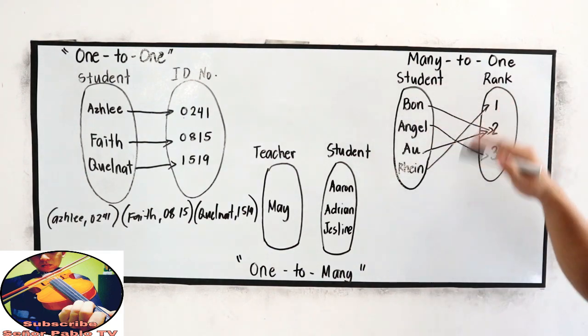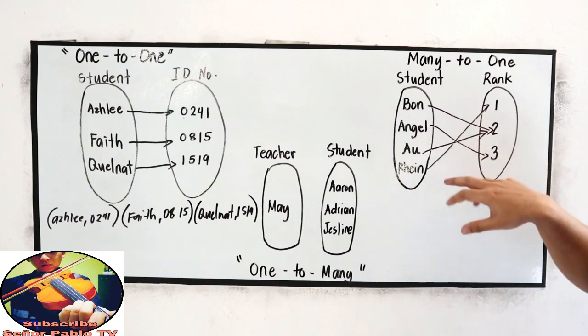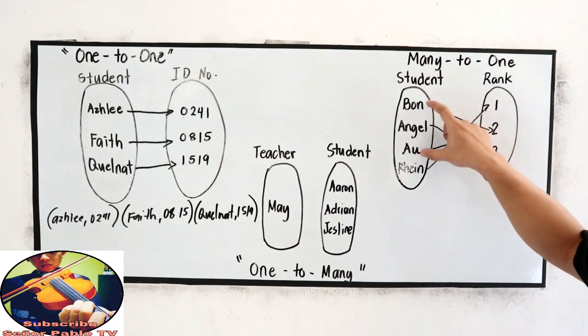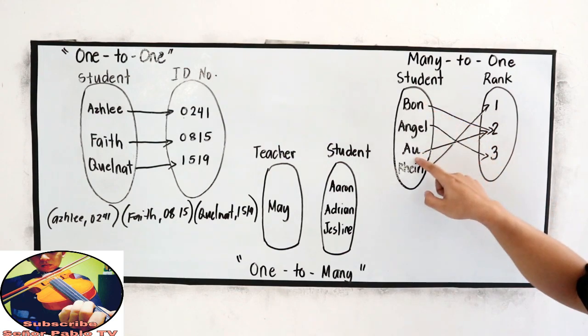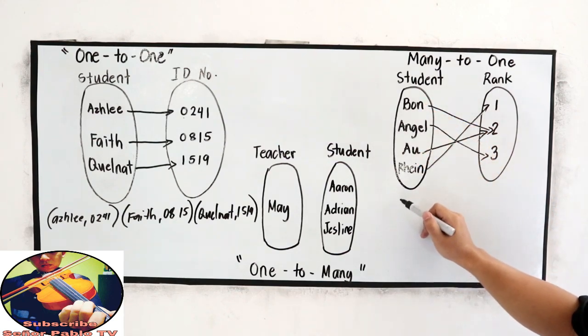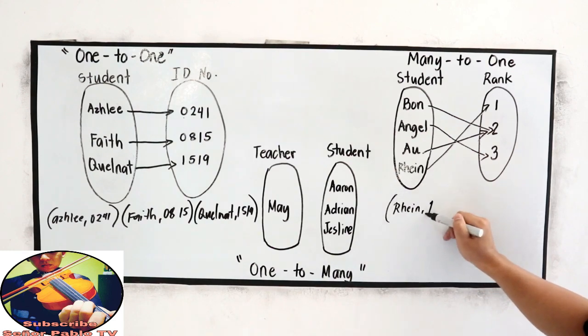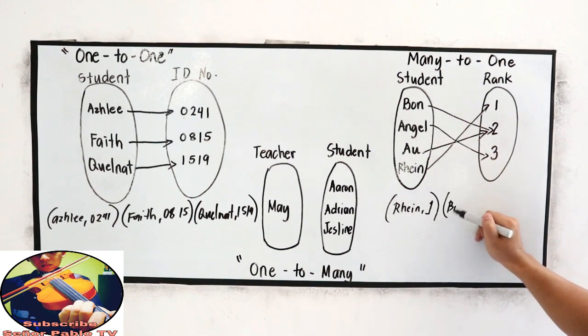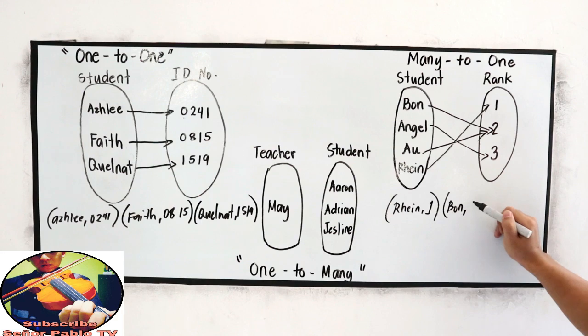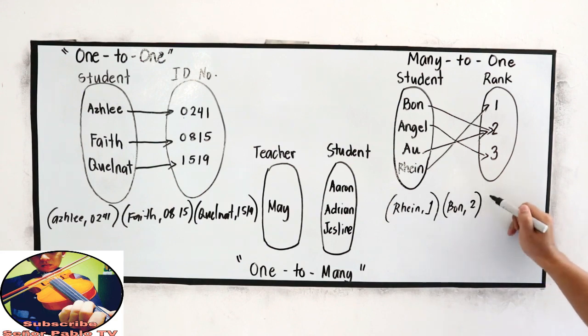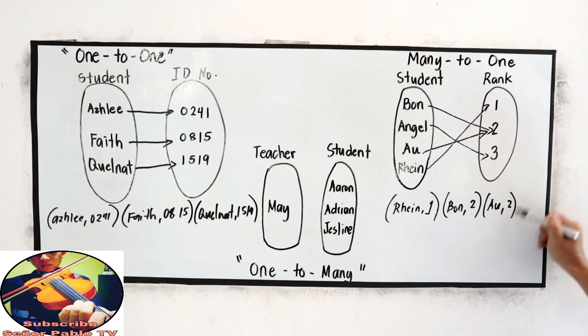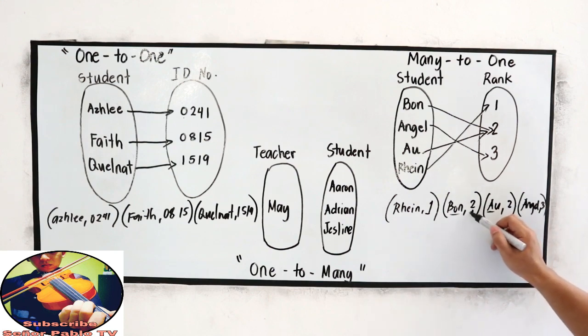We name it many-to-one because look at rank 2. It has a domain of 2 students, Bon and AU. So if we're going to write in as ordered pair, that is Rain, 1, Bon is 2, AU 2, and Angel 3. Okay. So many as our domain, then X, Y.